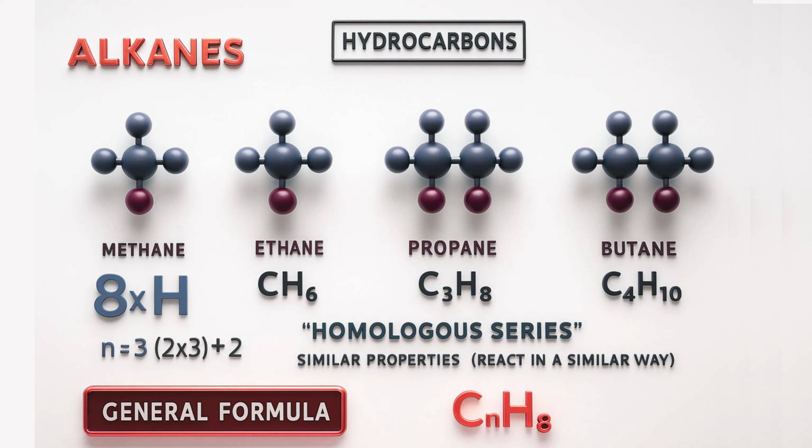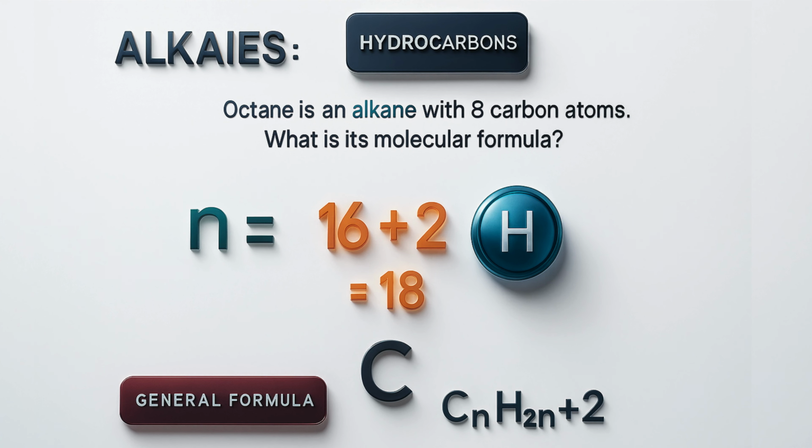Because of this uniform structure, we can write a general formula for alkanes: CnH2n+2. This formula may seem complex at first glance, but it simply means that for any alkane, if n is the number of carbon atoms, then the number of hydrogen atoms will be 2 times n plus 2. For example, if we want to find the formula of propane, which has 3 carbon atoms, we substitute n with 3. That gives us 2 times 3 plus 2, which equals 8 hydrogens. So the molecular formula is C3H8.